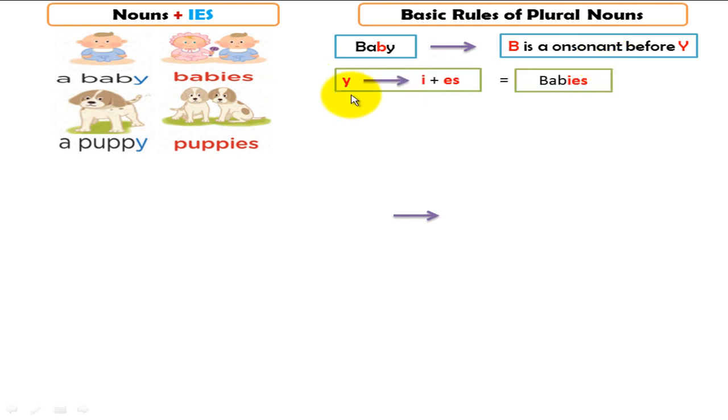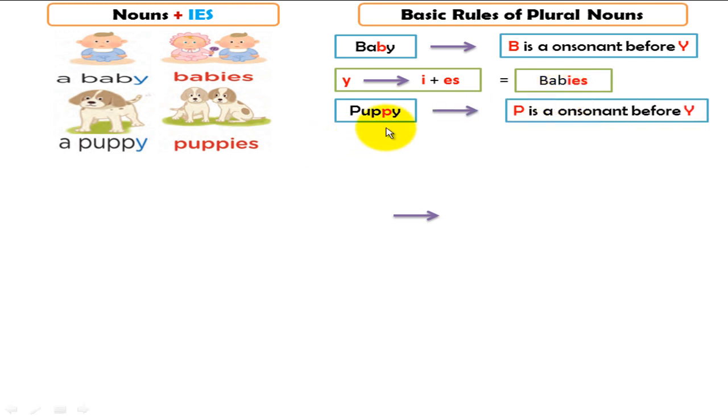So when we have Y, and before this Y there is a consonant like B in baby, we change Y into I. Then we add ES to form the plural, babies. Puppy, another example. So with puppy we have P before Y. So P is a consonant that comes before Y. We change Y into I, then we add ES to have the plural noun, puppies.